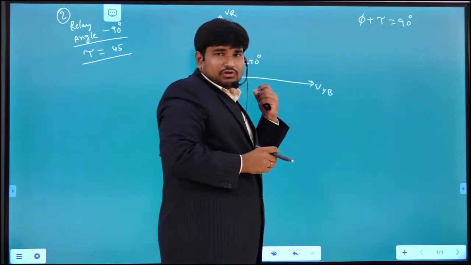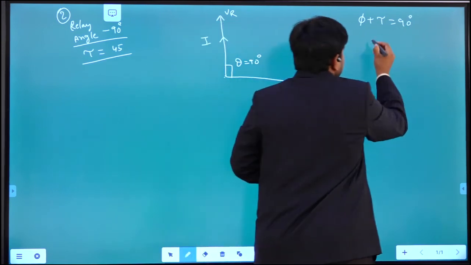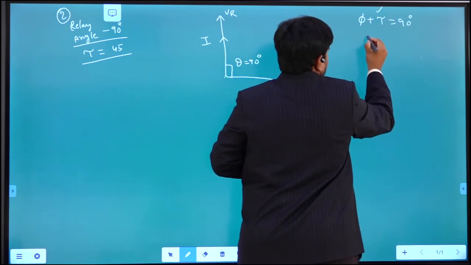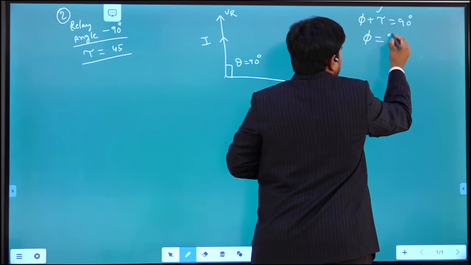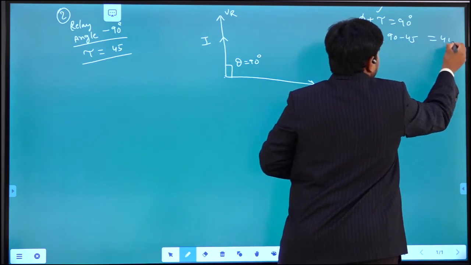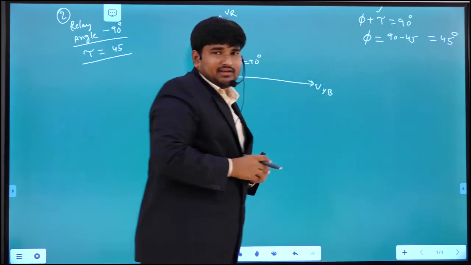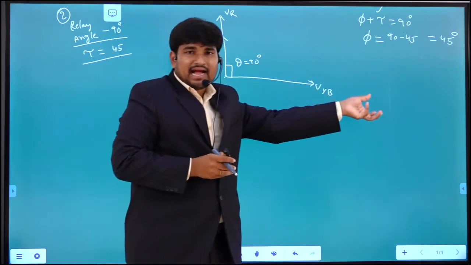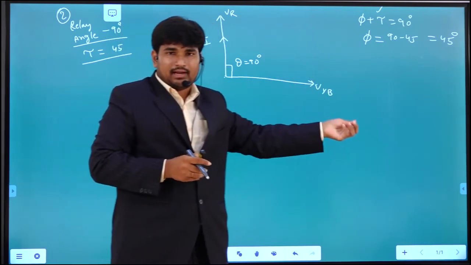Phi plus tau is equal to 90 degrees. Hence we have tau, the value is equal to 45 degrees. Then phi is equal to 90 minus 45, which is 45 degrees, right? What is the value of phi? It is the angle between voltage and the current that is passing through the voltage coil.